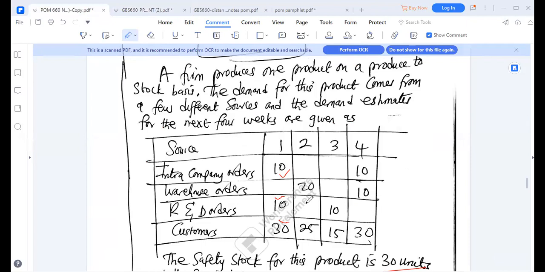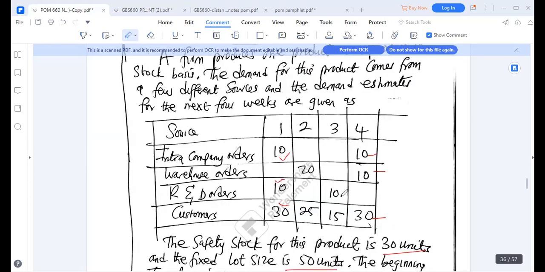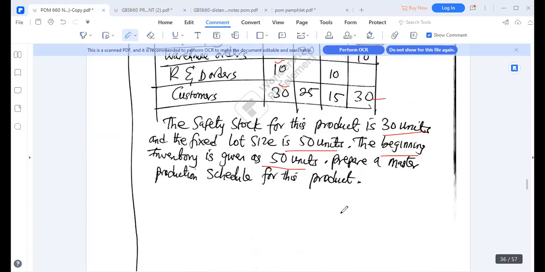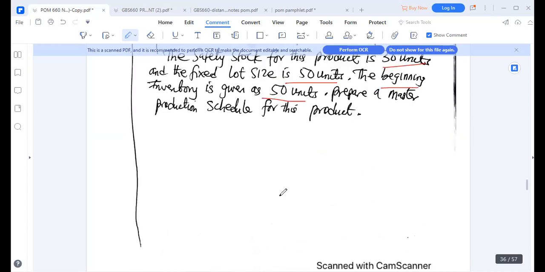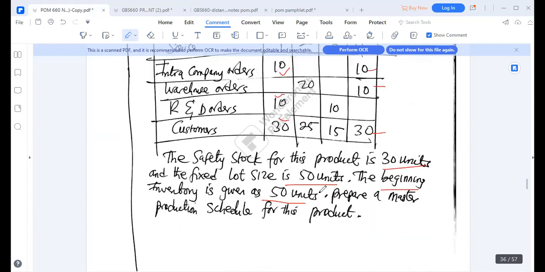Then for week 2 it is 20 and 25. For week 3 it is 10 and 15. For week 4 it is 10, 10, and 30, which is 50. That is the aggregate demand. Then from here, we go for the sum of demand, which is 50. The beginning stock, we have been told, is 50 units.